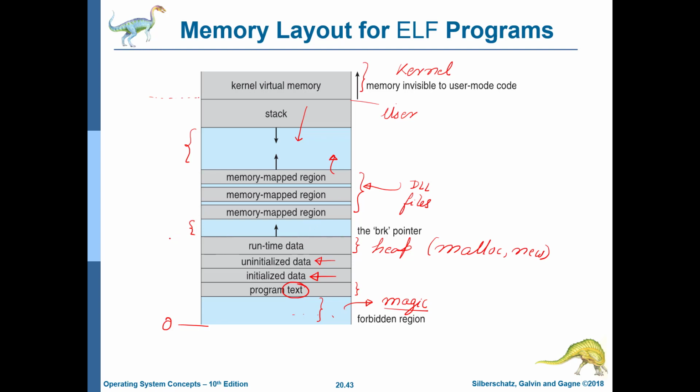What the OS dynamically maintains is the BRK pointer, which is essentially the pointer to the topmost address of the heap. So with the BRK system call, this pointer can increase, which means the size of the heap will increase.